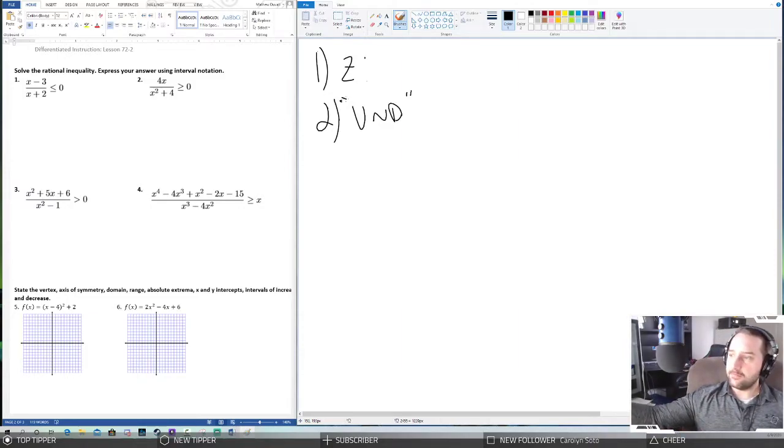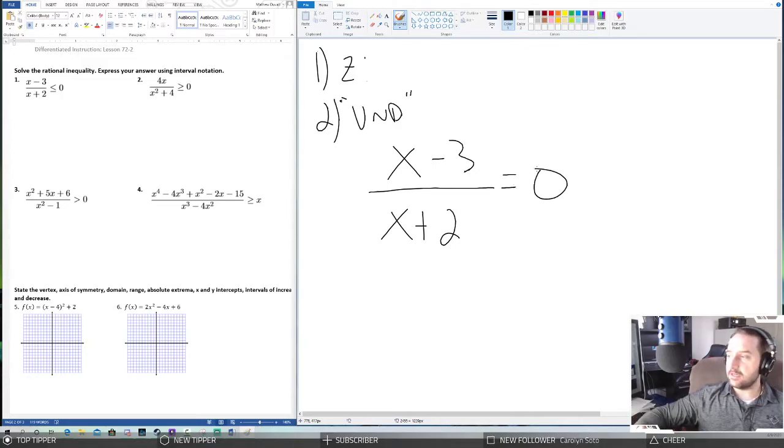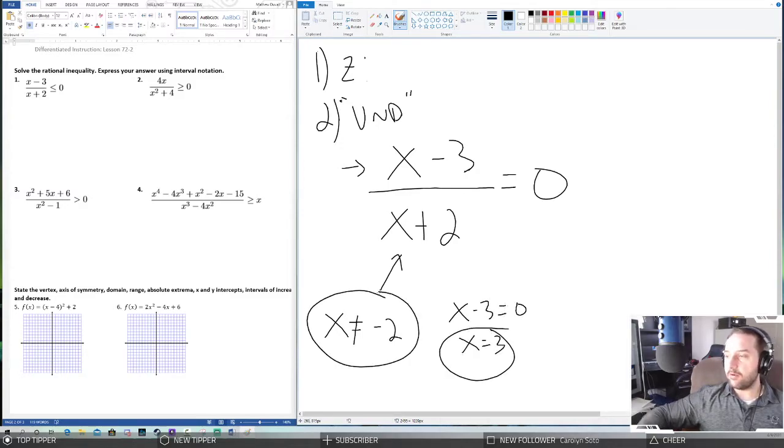So for example, I have this (x minus 3) over (x plus 2). I'm going to say equals 0 because it's an inequality, so we pretend it's an equal sign. So my undefined values: x cannot equal negative 2. And then on top for my zeros, if I have x minus 3 equals 0, I get x equals 3. So these are the important values.